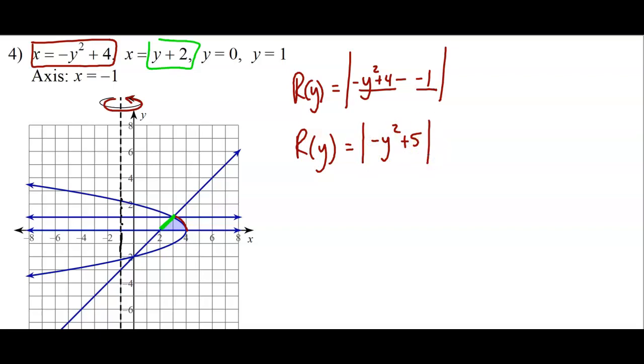Now let's go ahead and do the green one, which is the little radius. The little radius has the equation y plus 2. Subtract from that the equation of the axis of rotation, and the double negative becomes a positive, so you end up with y plus 3.